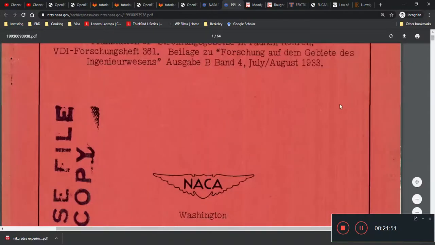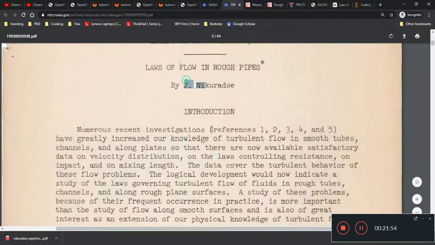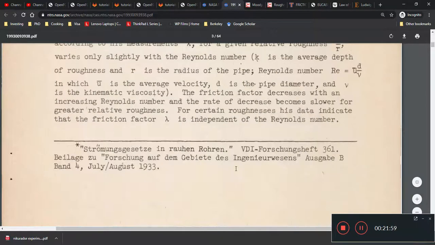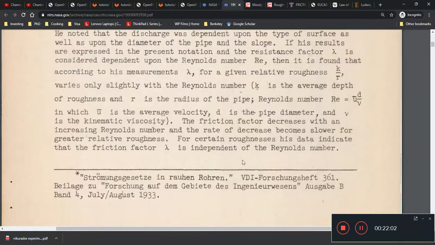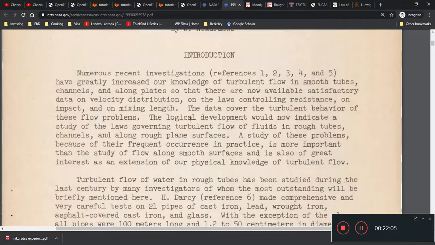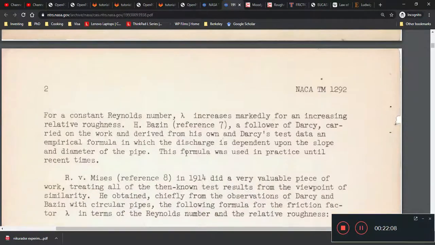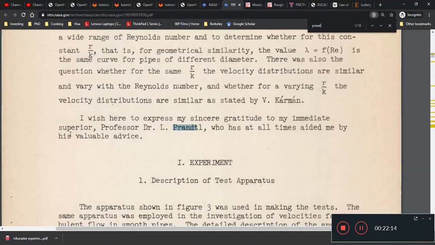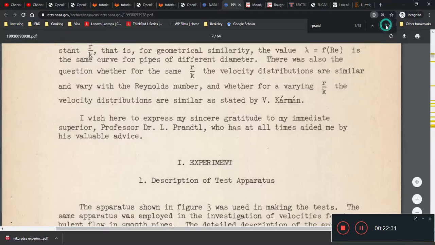And this is Nikuradse's paper. It's ancient stuff. You can find it in a typewriter format. And of course, you can see that he's Prandtl's PhD student. He says here, I wish to express my sincere gratitude to my immediate superior, Professor Dr. L. Prandtl, or Ludwig Prandtl, who has at all times aided me by his valuable advice. So yep, he's a PhD student of Professor Prandtl from Germany.